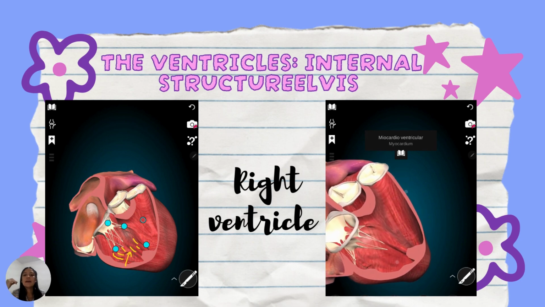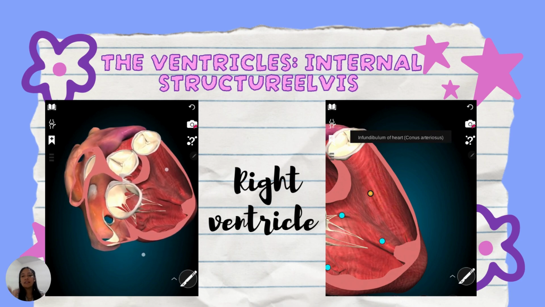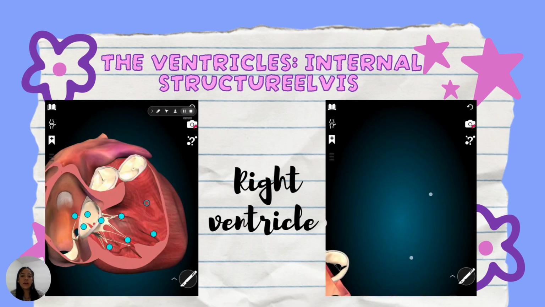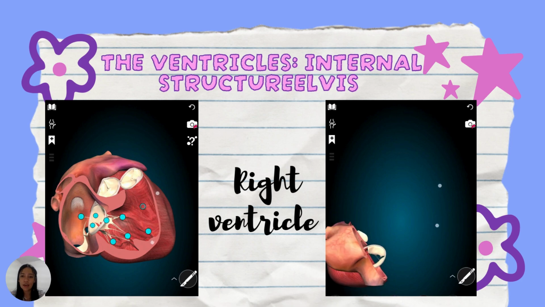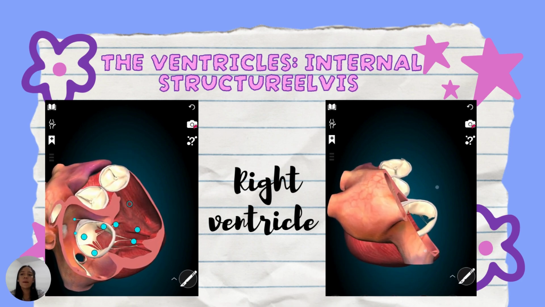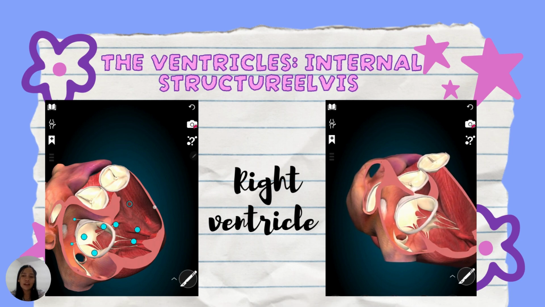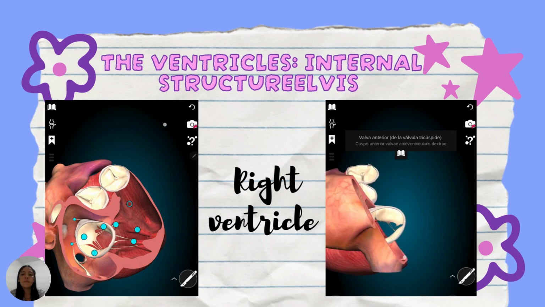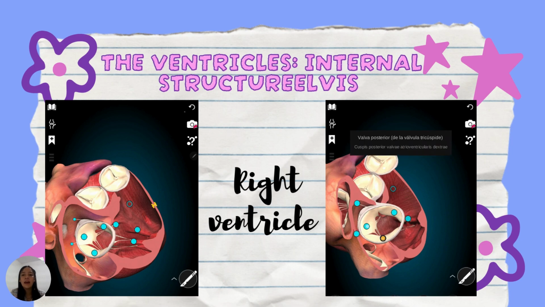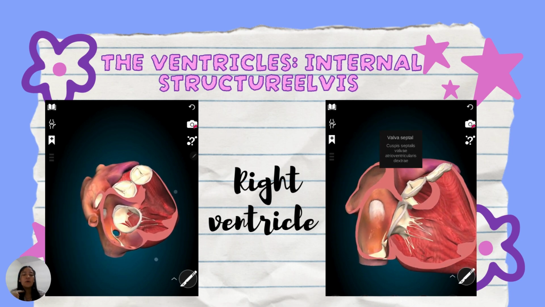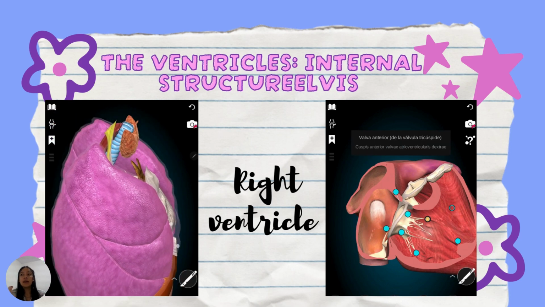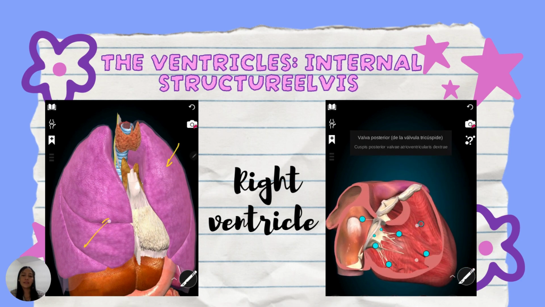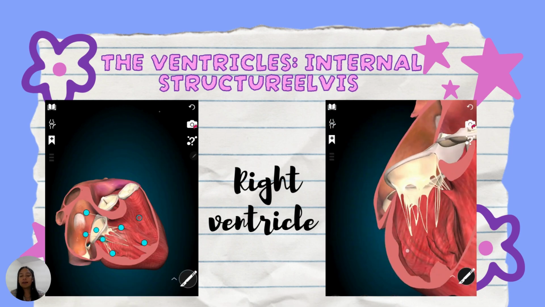Its cavity is wider and contains numerous trabeculae carneae. The cusps of the tricuspid valve are attached to the chordae tendineae, connected to the papillary muscles. This allows the muscles to contract to prevent the cusps from being pushed back into the atrium during systole, so the blood doesn't enter the other cavities or structures.